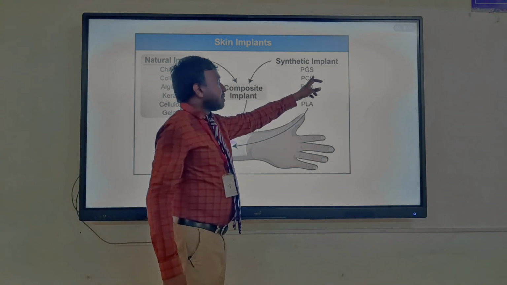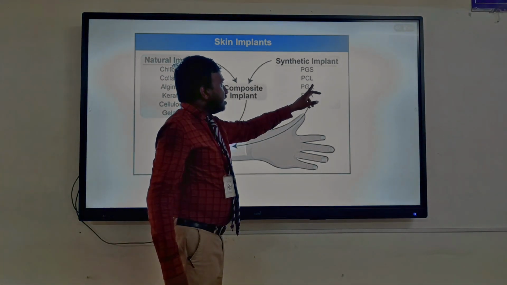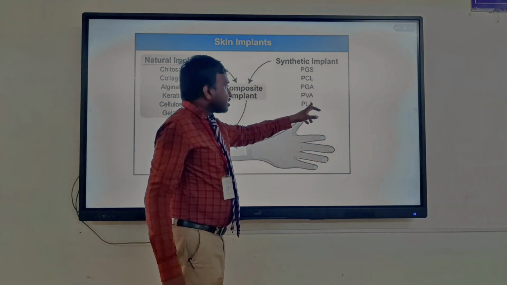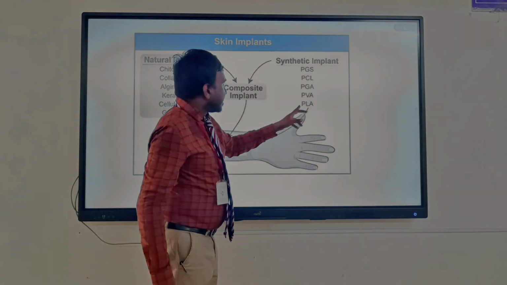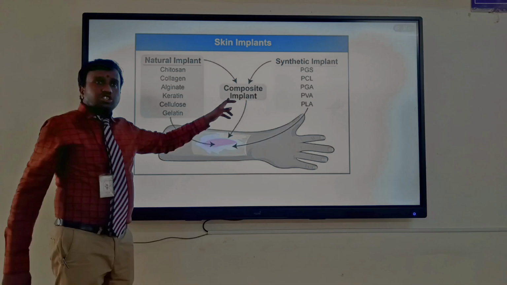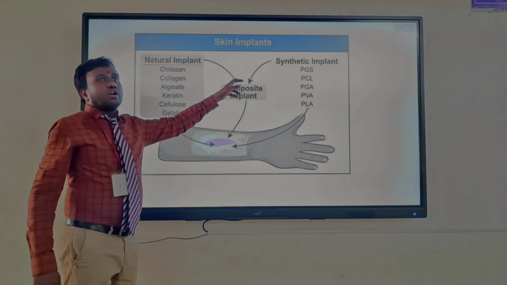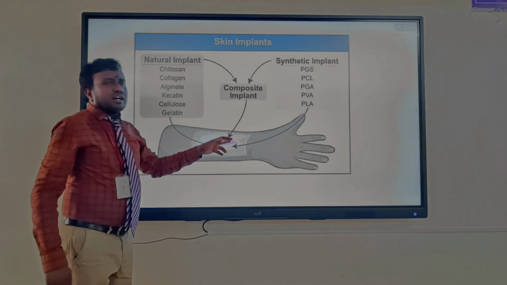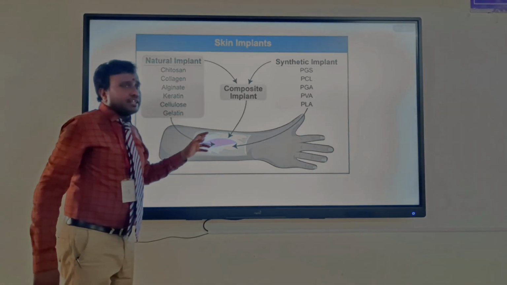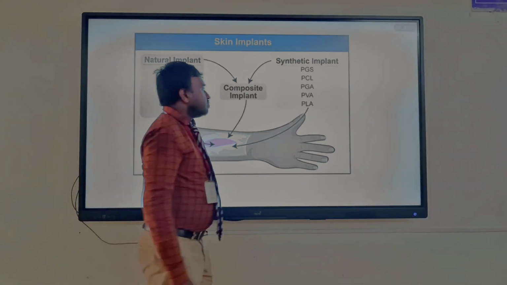Whereas in the case of synthetic implants, we have PCL, PGA, and PLA, polylactic acid, which is one of the most commonly used polymers. These are synthetic-based materials. Composite implants can also be used, which are a combination of two or more different materials. All these materials can be used as skin healing scaffolds for skin replacement.